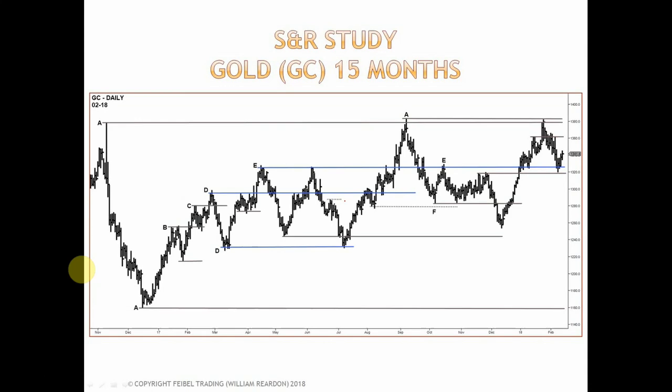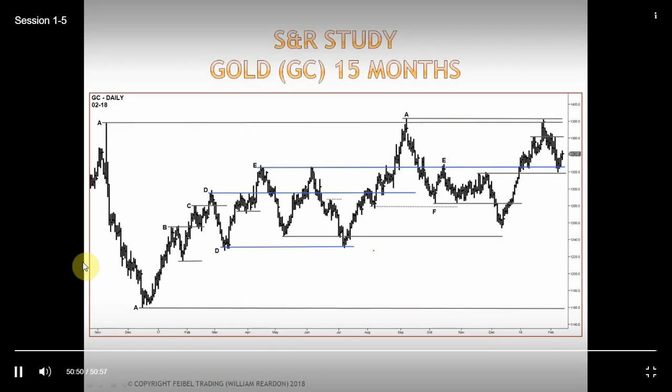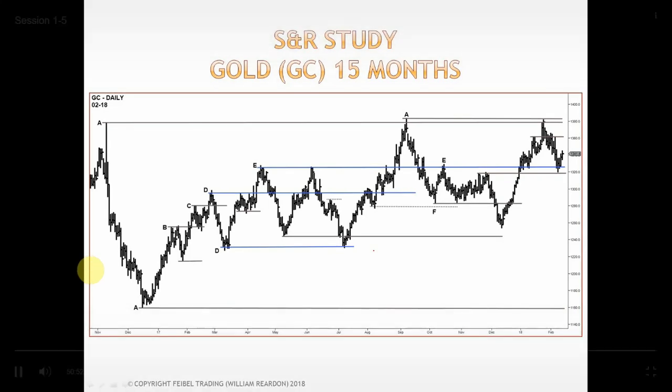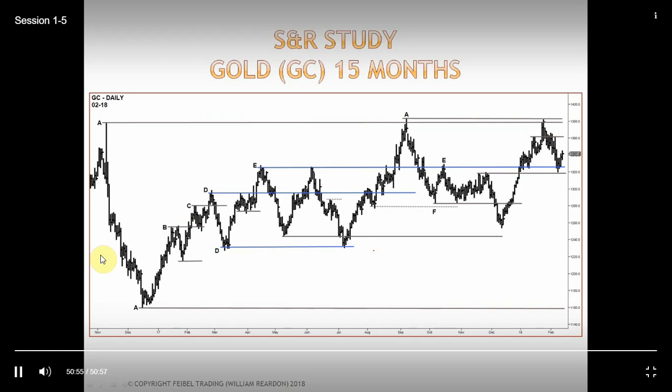Okay, very good question. This concludes our support and resistance study for gold. In fact, it completes our support and resistance studies. On to the next subsection.